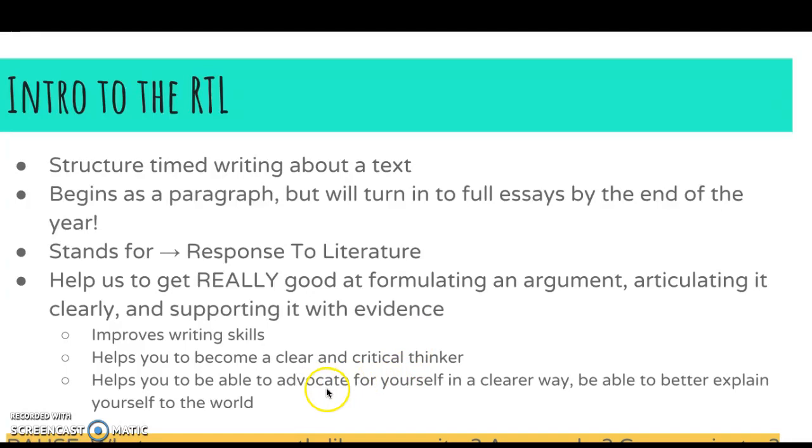It'll help you to be able to advocate, to stick up for yourself in a clearer way, and to be able to better explain yourself to the world. At this point, you're going to want to pause the video and think about the first 4 questions on your document. So go ahead and pause and answer the first 4 questions.